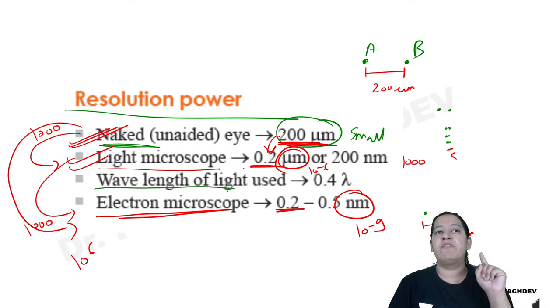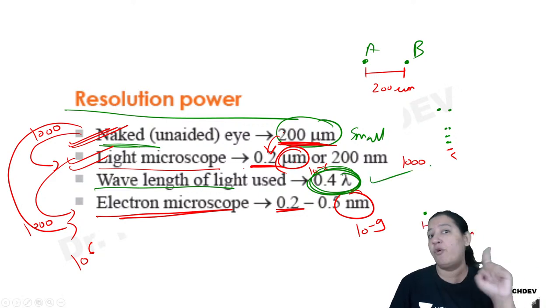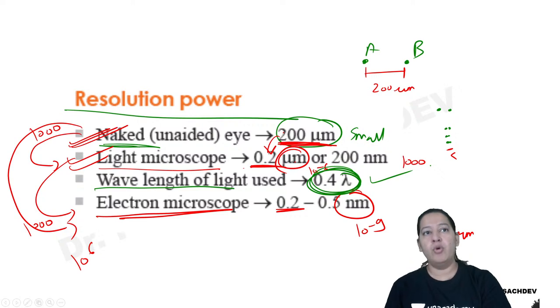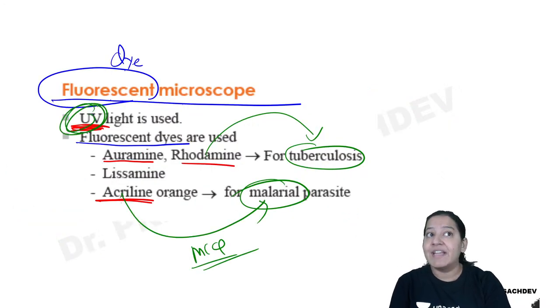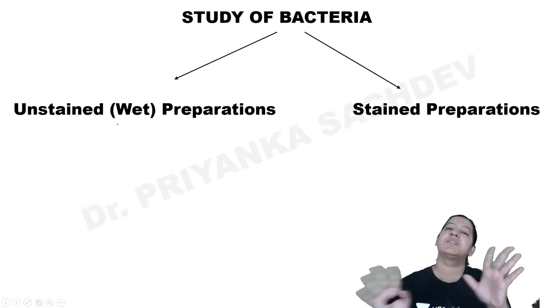Wavelength of the light which we use for light microscope, it is 0.4 lambda. इस पे अभी तक question नहीं है, but someone can create a question. 0.4 lambda, you have to learn. So we use visible light in light microscope, but we use UV light in fluorescent microscope. So that is the microscopes पे जितने भी possible questions थे मैंने बता दिए.